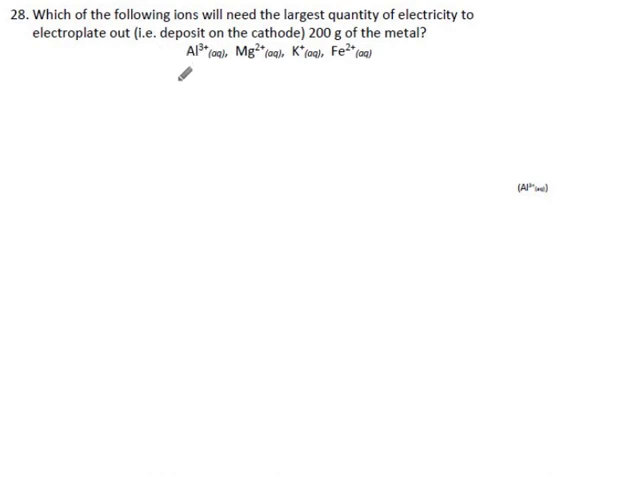So let's get this organized. I'm just going to make a column for each thing. Aluminum, magnesium, potassium, iron. And for masses, we have 200 grams of each thing. I'm not going to write grams every time. This is crowded enough as it is. I'll put grams over here.